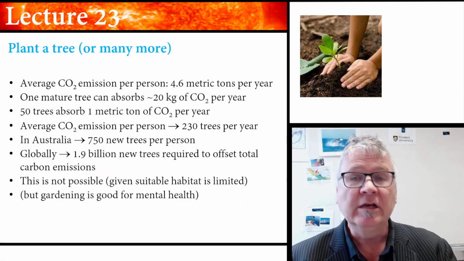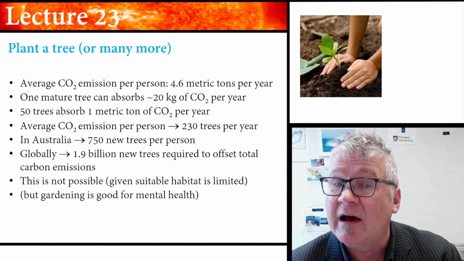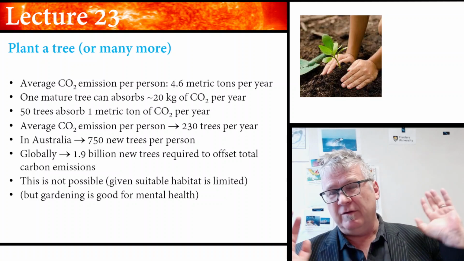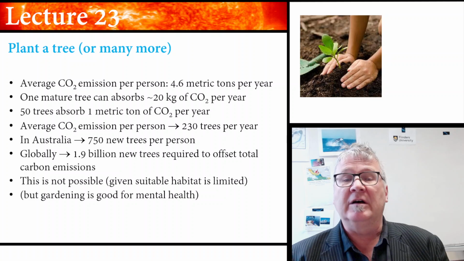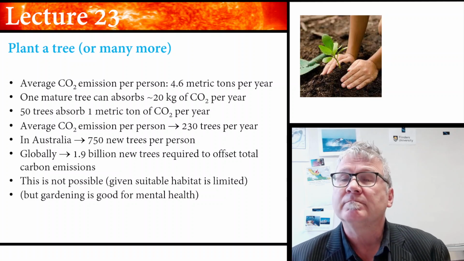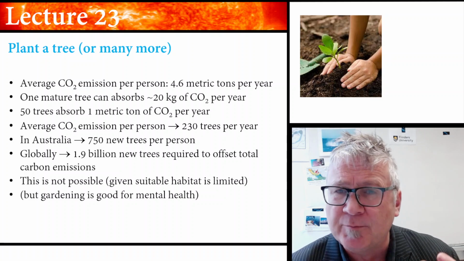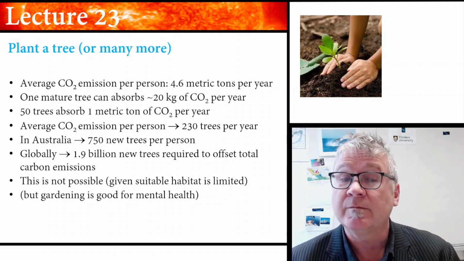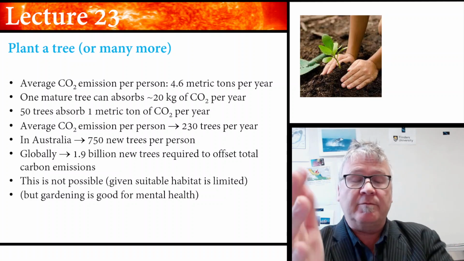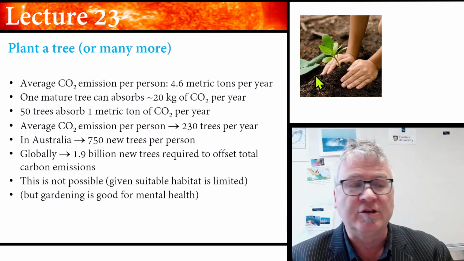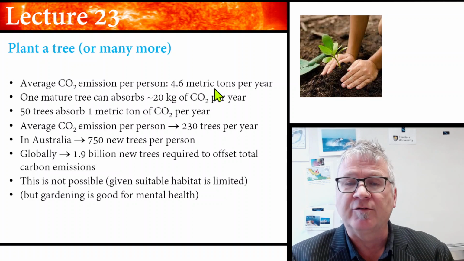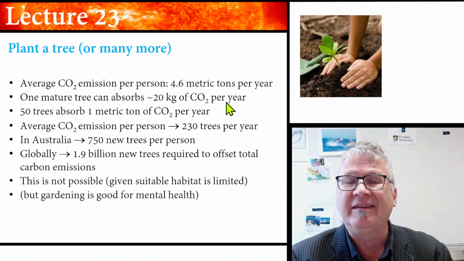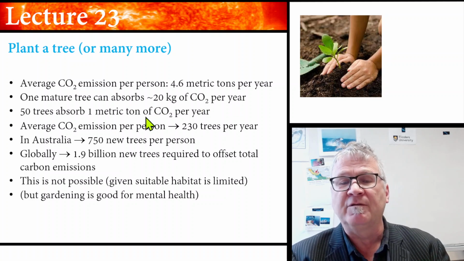So now I wanted to give you that plant-a-tree equivalent. Here the question is, have a look at the average CO2 emission per person, and you work out how many trees you need to plant to offset this emission. So we just go through these numbers. Average CO2 emission per person: 4.6 metric tons per year. One mature tree can absorb 20 kilograms of CO2 per year. 50 trees absorb 1 metric ton of CO2 per year.